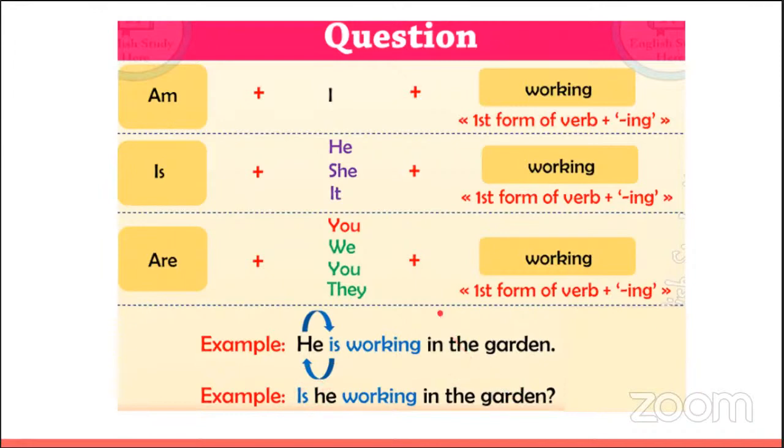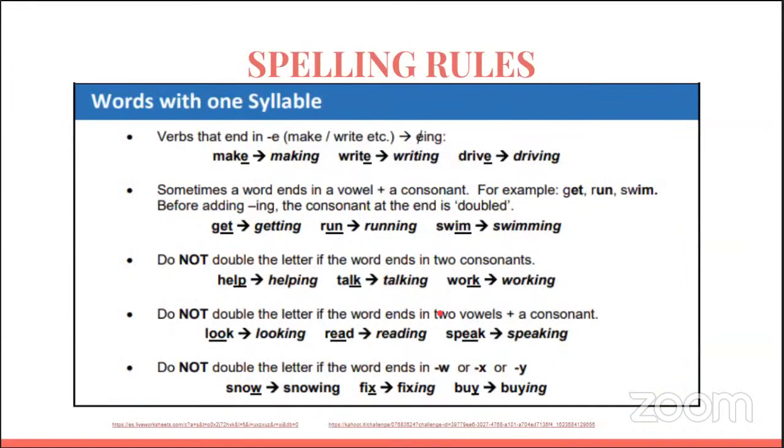Okay. And what are the rules? Well, we have to follow three important rules. The first one is: all of the verbs that end in E, eliminate E and add ing. All the verbs that follow the next structure, consonant, vowel, consonant, the CVC rule, we just double the last consonant and add ing. So from get, getting, run, running, swim, swimming.